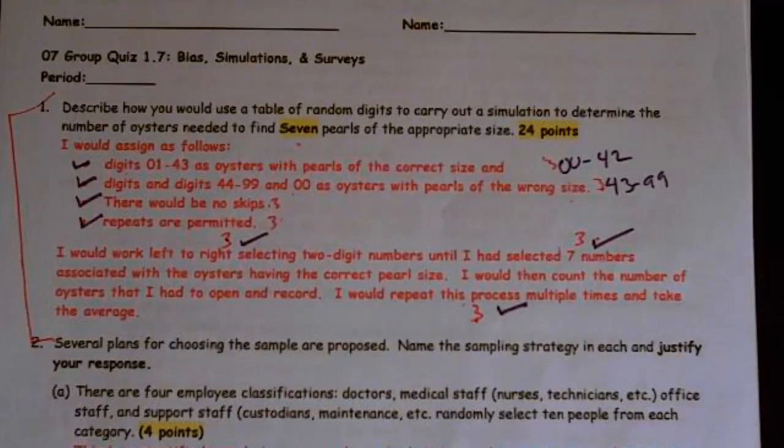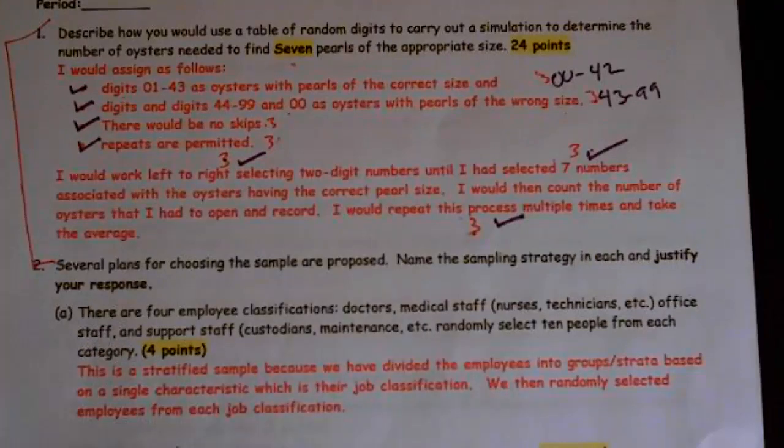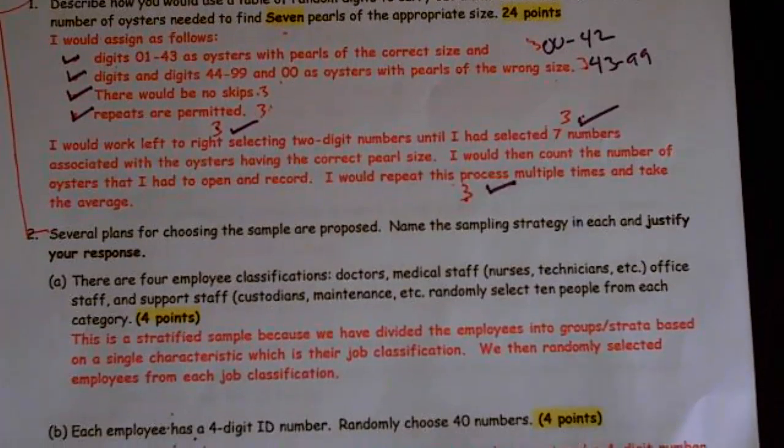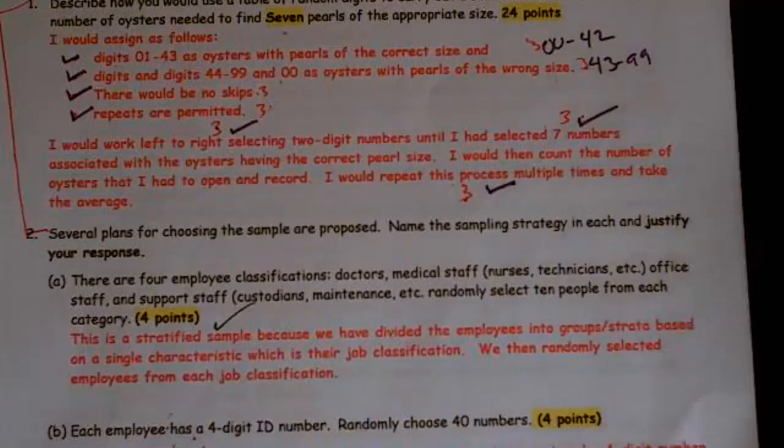So there are classifications: doctors, medical staff, nurses, technicians, office staff, support staff, custodians. Randomly select 10 people from each category. So we know that we're broken into groups. So once we're broken into groups, this makes this a stratified sample process. And most people got those points. So naming it correctly, this is a stratified, that got you 2 points.